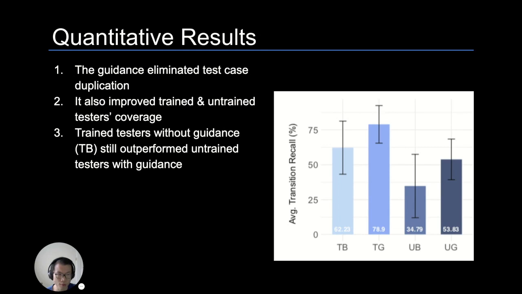And here's what we found. The bar chart shows the average transition recall across 4 single tester conditions. The guidance eliminated test case duplication. It also improved trained and untrained testers' coverage. And trained testers without the guidance still outperformed untrained testers with the guidance, which means that the guidance can't actually address the lack of expertise or experience.